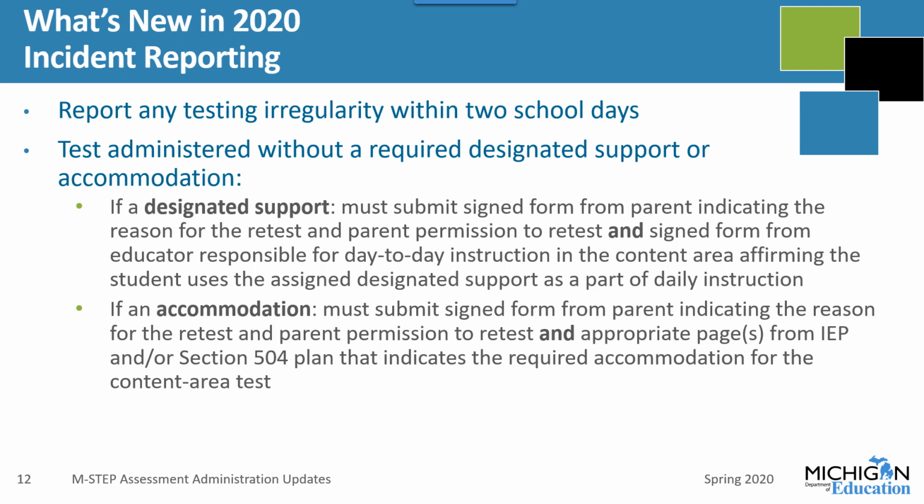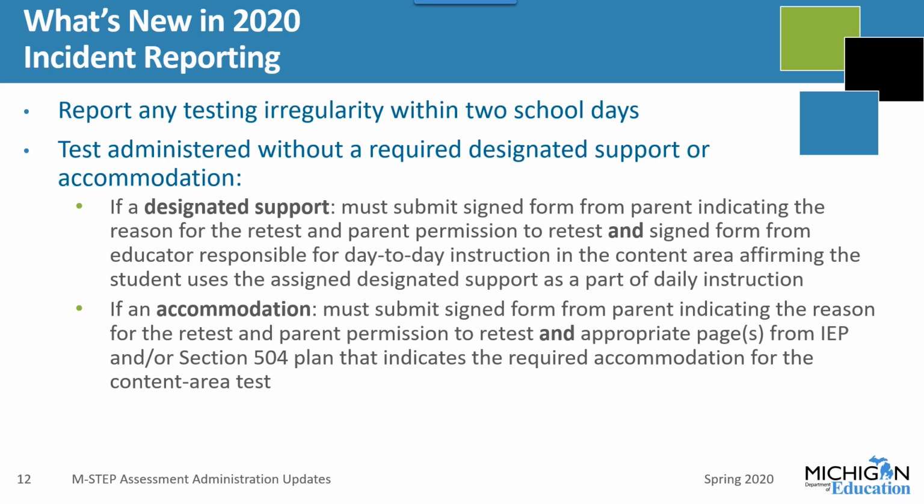What is new in 2020 is that for a designated support, the educator who is responsible for day-to-day instruction in the content area needs to sign a statement that affirms that the student uses that designated support as a part of daily instruction. There is not a form for this. The educator can write or type a statement as simple as, "I affirm that," insert student's name, uses, and list the designated support, as a part of daily instruction, and also include the content area, and then sign the statement.